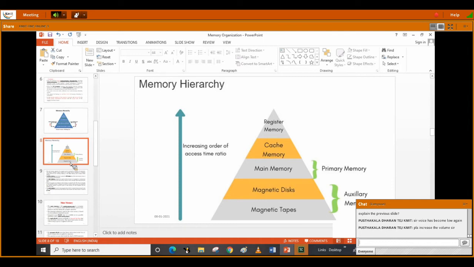Okay, after that, everyone see here, the data goes from low to up: register memory, here magnetic tape.